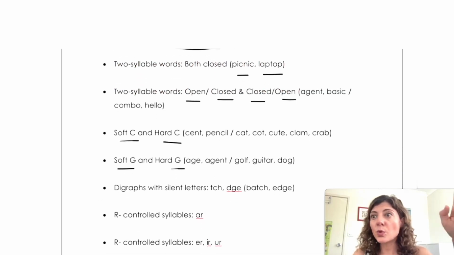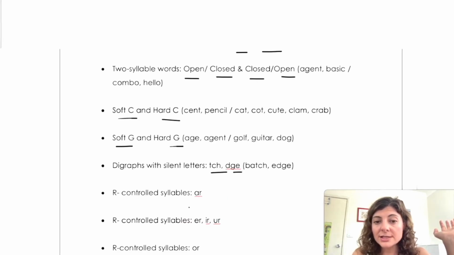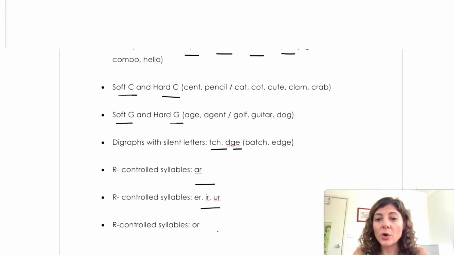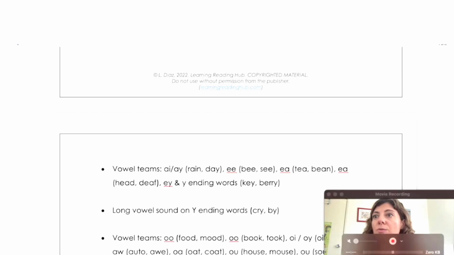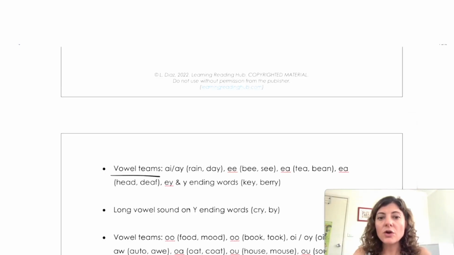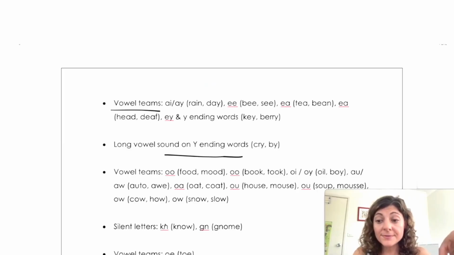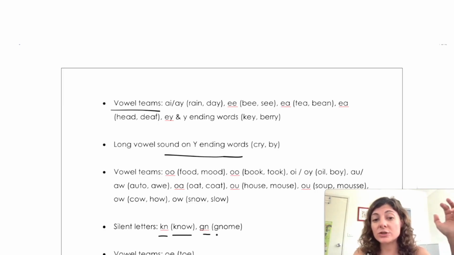We move on to more digraphs with silent letters in them, more specifically the TCH digraph and the DGE digraph. Basic R controlled syllables, AR, OR, and we move on to vowel themes. Long vowel sound on Y ending words, cry, buy. Other vowel themes, other digraphs with silent letters, KN as in no, GN as in gnome.